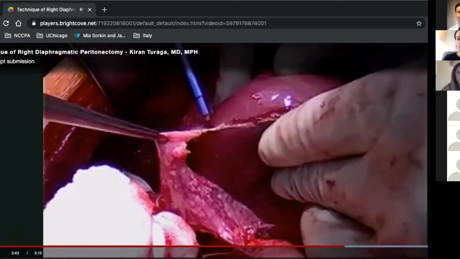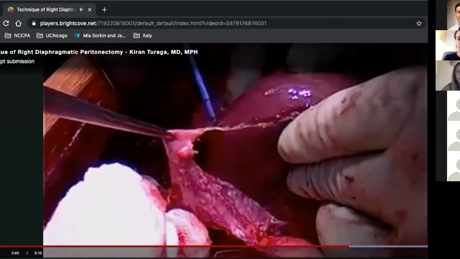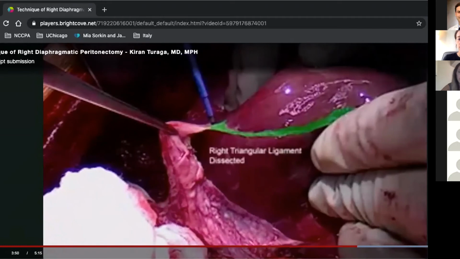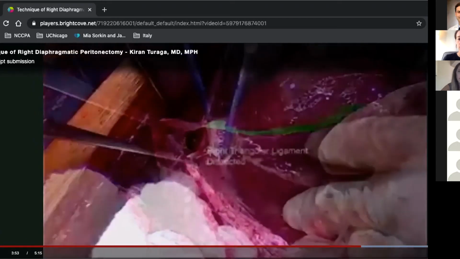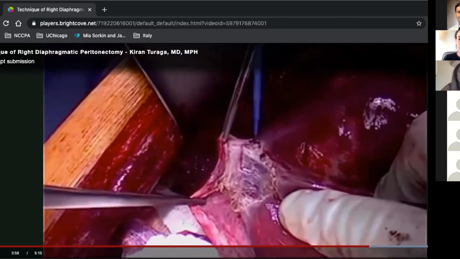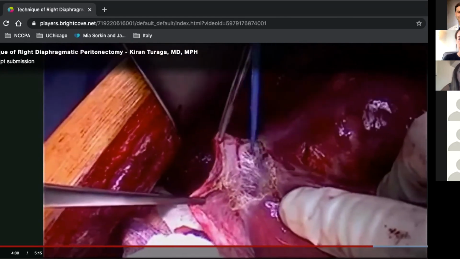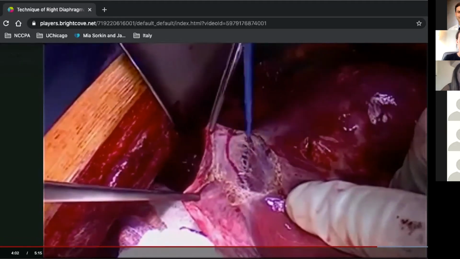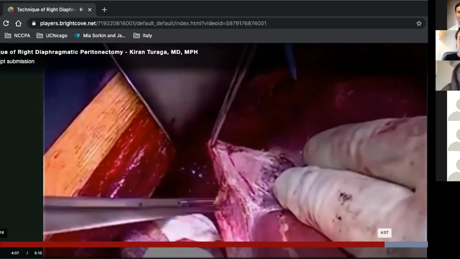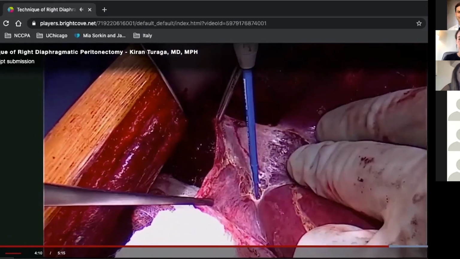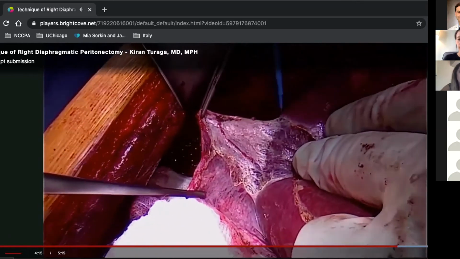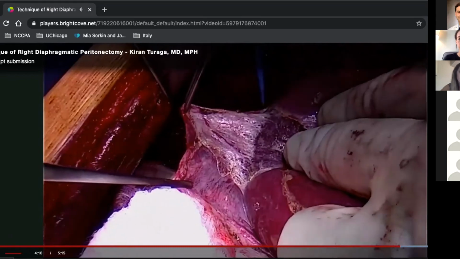It is important to note that the peritoneal sac is maintained as one specimen. They use this electrocautery to very carefully dissect the peritoneum off the liver, exposing the bare area. Any disease encountered in Glisson's capsule is resected with the specimen at this time, taking care not to injure the underlying liver parenchyma.